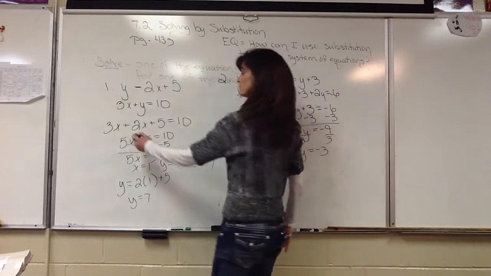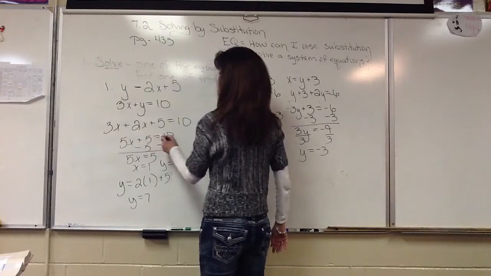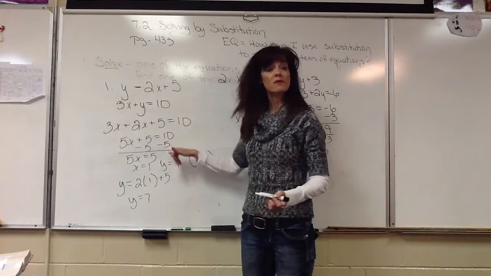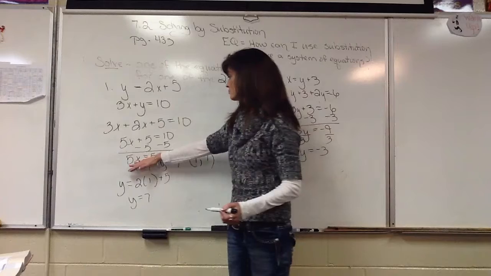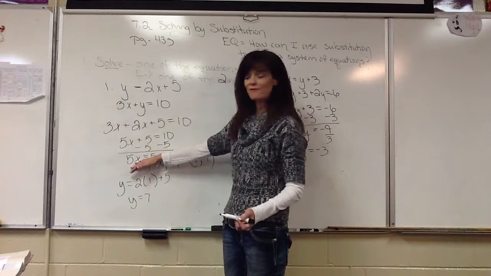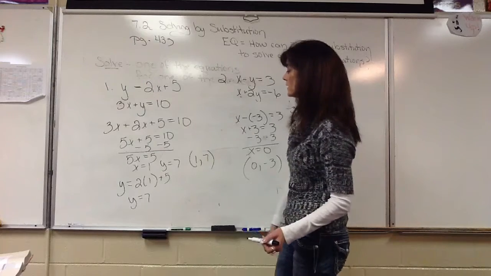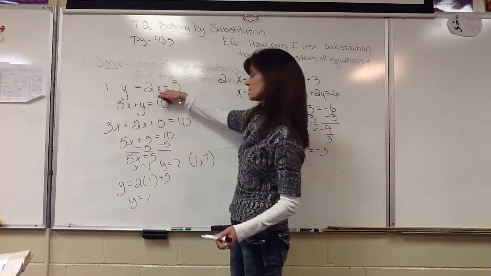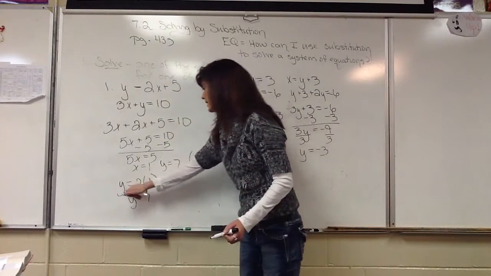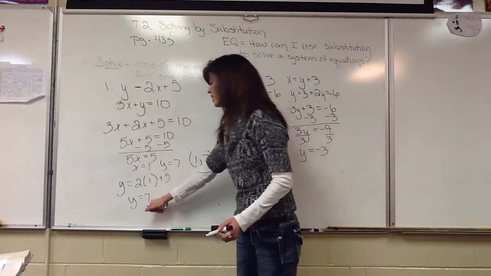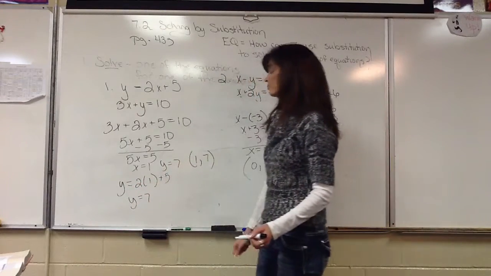So combine your like terms, 5x, bring down your 5 equals 10. We're going to subtract 5 from both sides. We get 5x equals 5. And of course divide both sides by 5 and we get x equals 1. Once I solve for x, then I'm going to sub it into either equation. I pick the first one. y equals 2 times 1 plus 5, and y equals 7. So our answer should be 1 and 7.